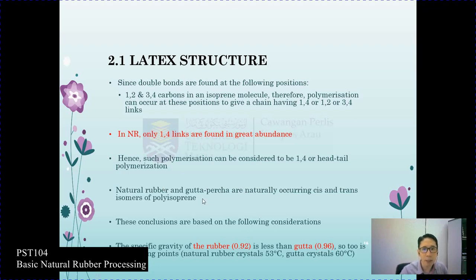Natural rubber and gutta percha are naturally occurring cis and trans isomers of polyisoprene. These conclusions are based on the following considerations. The specific gravity of rubber is 0.92, less than gutta percha, which is slightly denser, 0.96. As for melting point, natural rubber crystals melt at 53 degrees Celsius, gutta crystals at 60 degrees Celsius.